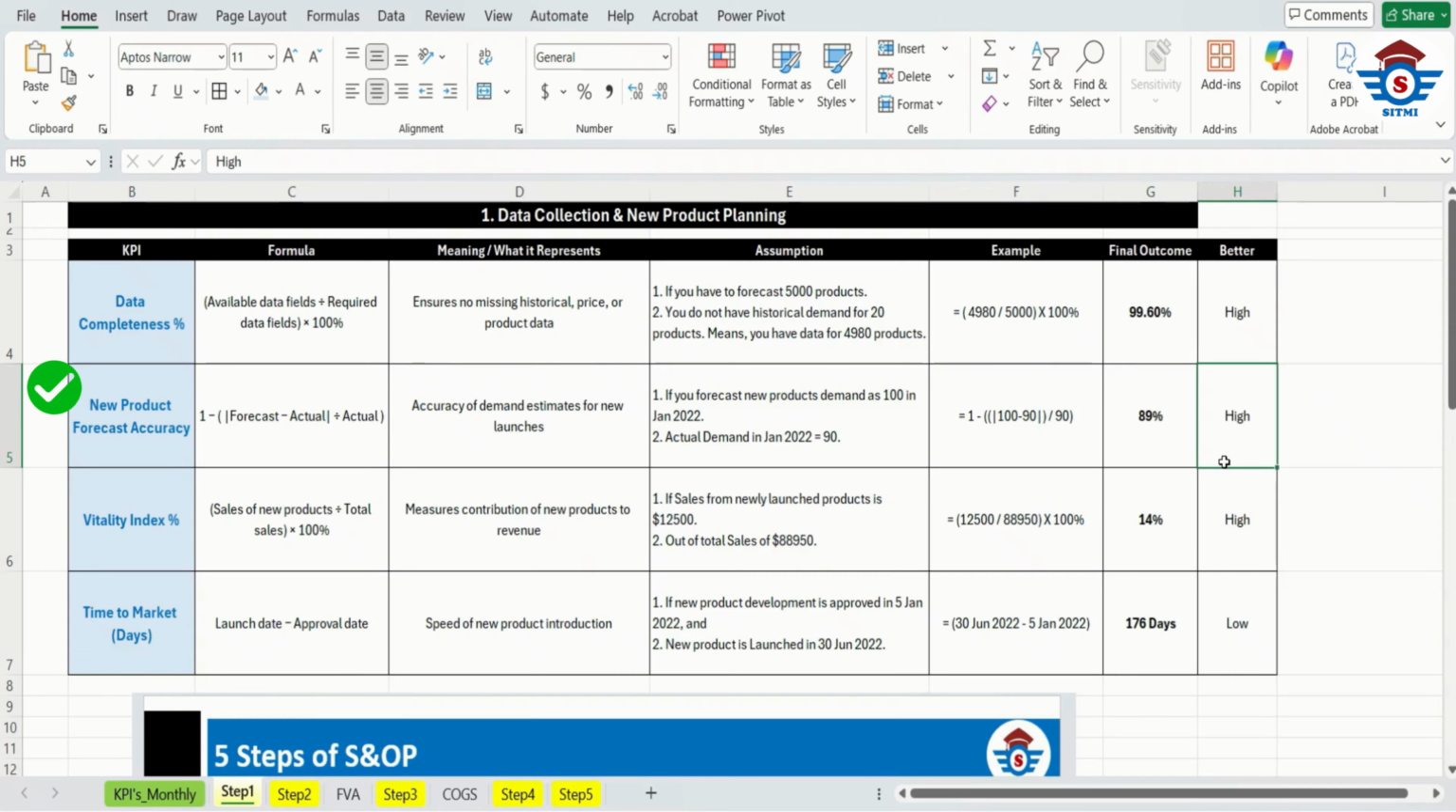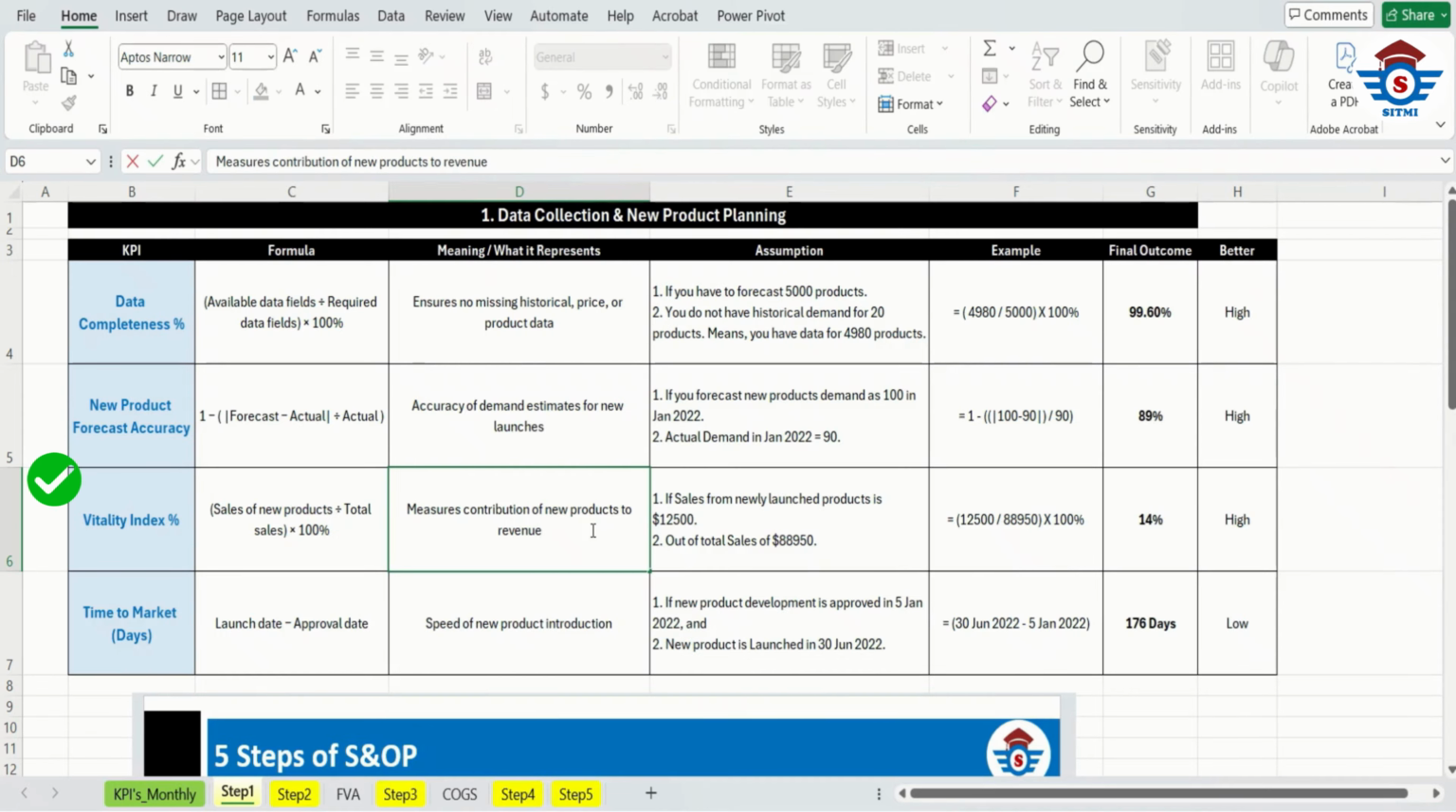Let's move to the third important KPI, which is Vitality Index percentage. What is Vitality Index percentage? It is simply the measurement of the total sales contribution of new products compared to the overall sales. The formula for this KPI is bracket sales of new products divided by total sales into 100%.